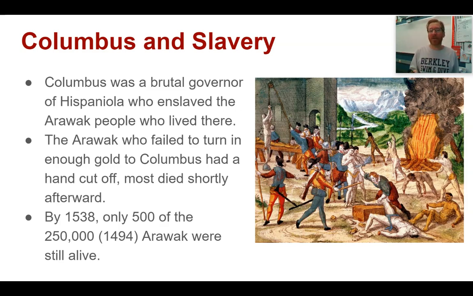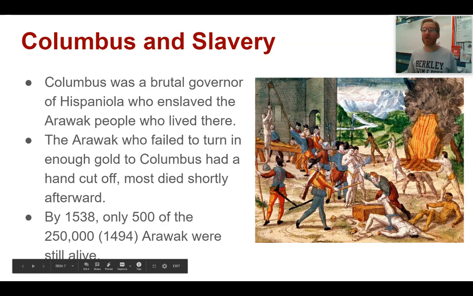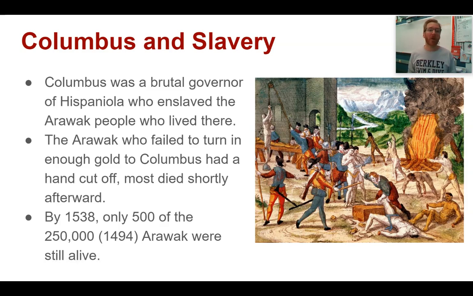And the punishment for not having found enough gold, of which Hispaniola does not have a lot of gold, was to have a hand cut off. You see here in this image the result of a lot of people who did not find enough gold. Now, at this time, having your hand cut off was pretty close to a death sentence for one of two reasons. Number one, the infection that would come from such a ghastly wound, right? Like, you're going to get sick following that.